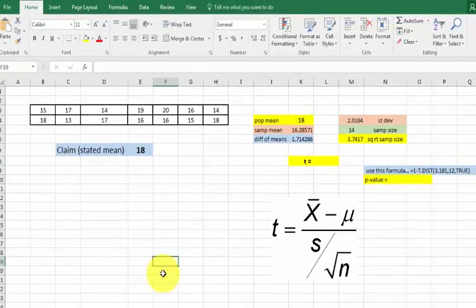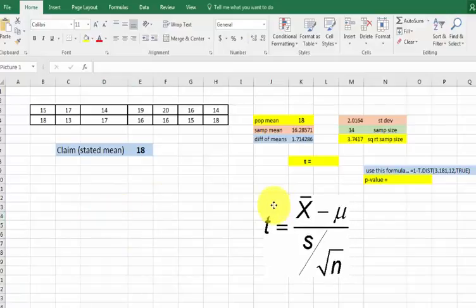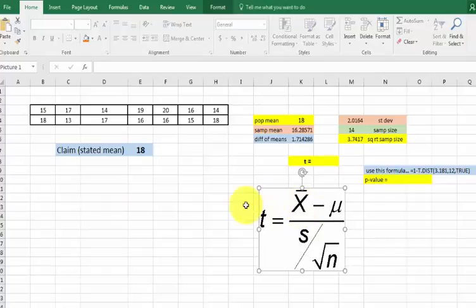One thing I found about Excel is I can't find a way to do a one sample t-test. I don't think Excel does them. So we're just going to do it the old-fashioned way. We're going to follow this formula. The first one is the mean of the sample.